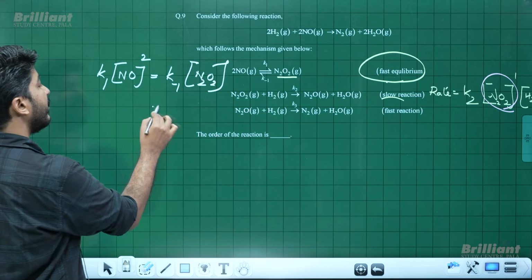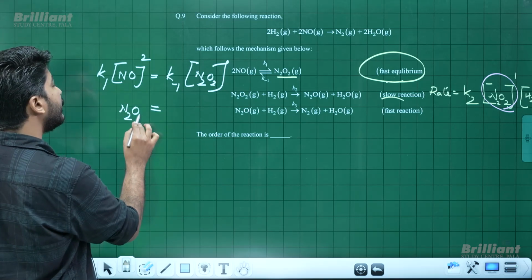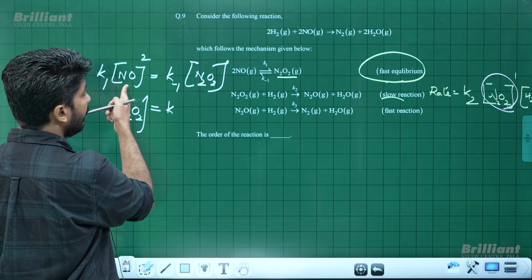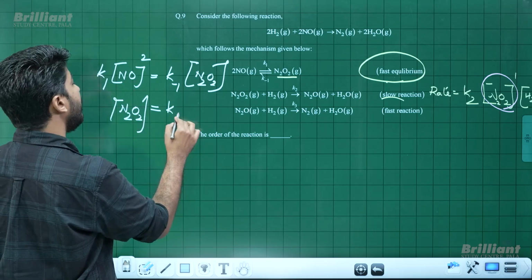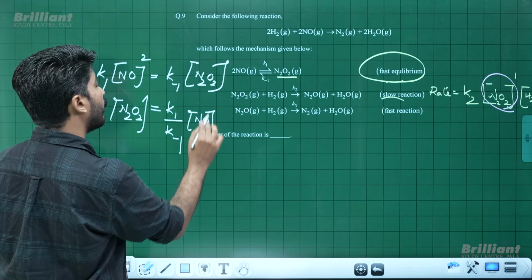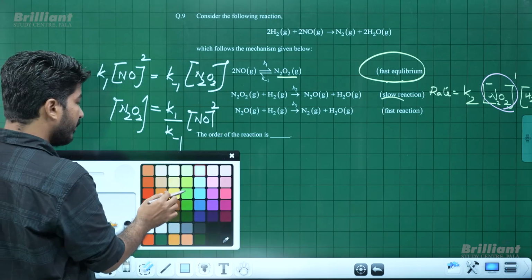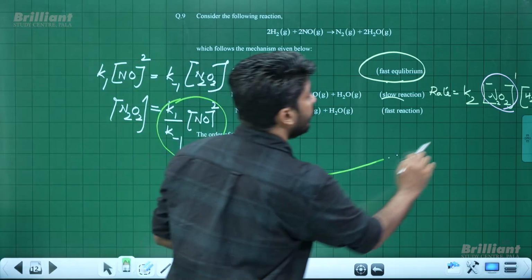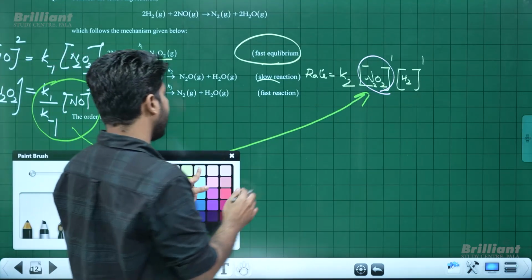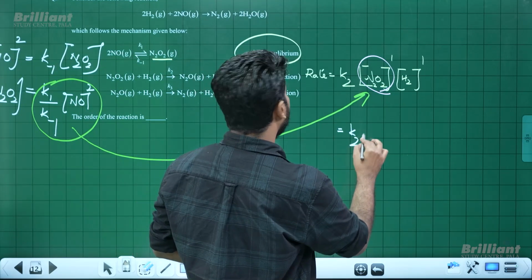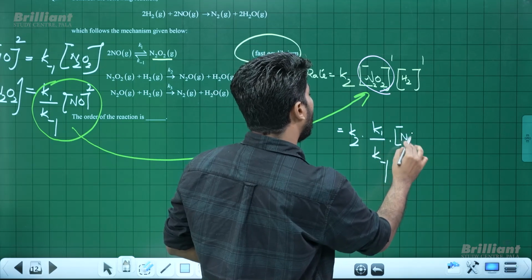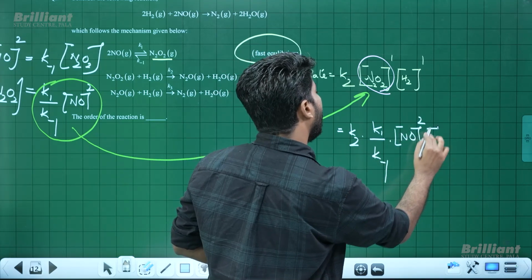Now from here we can get a simple expression for the concentration of the N2O2 intermediate in terms of our original reactant NO. That is k1 by k minus 1 into NO squared. So let's plug this expression in place of N2O2. Then we get k2 into k1 by k minus 1 into NO squared into hydrogen.